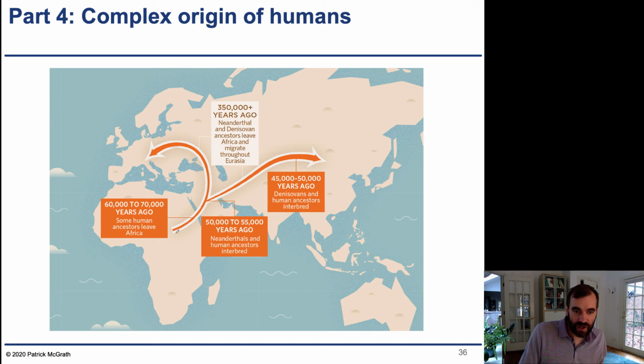human origin, in that humans have left Africa in multiple waves. So initially 350,000 years ago, Neanderthal and Denisovan ancestors left Africa and migrated throughout Eurasia. And then about 60 to 70,000 years ago, some human ancestors left Africa, and then waves of humans left over time. So they have also left at 50,000 to 55,000 and 45,000 to 50,000.